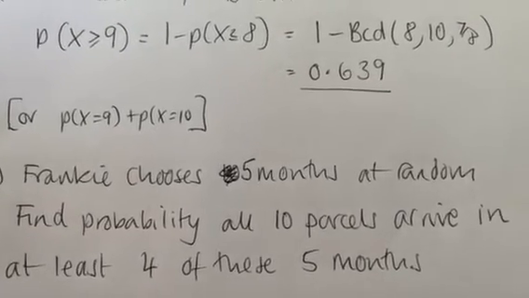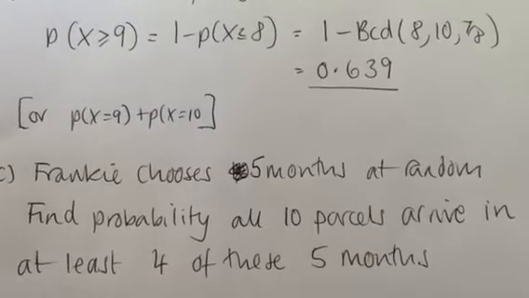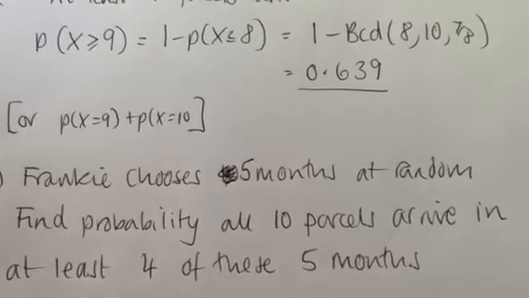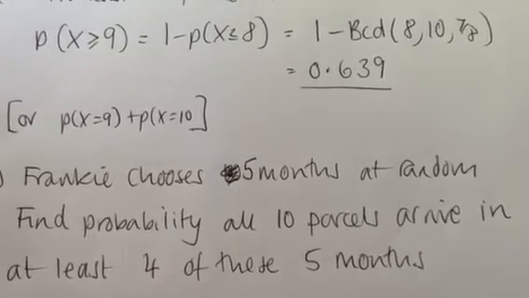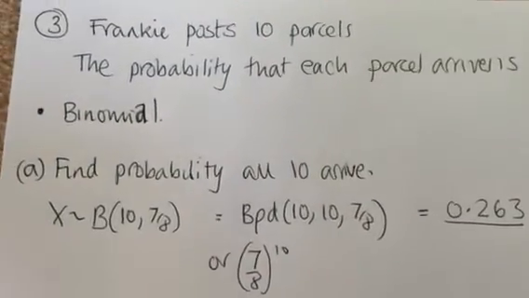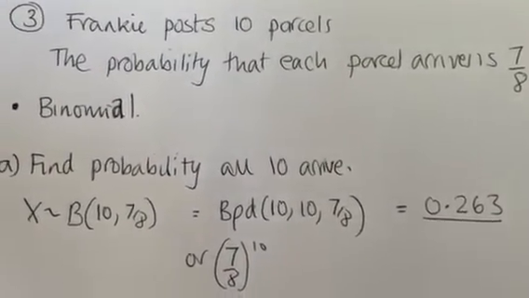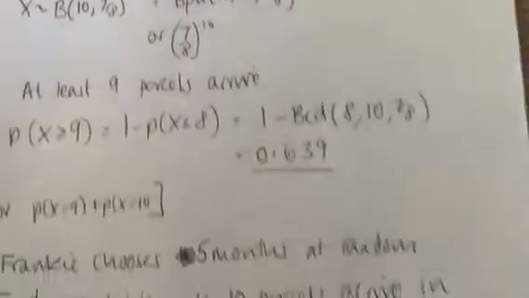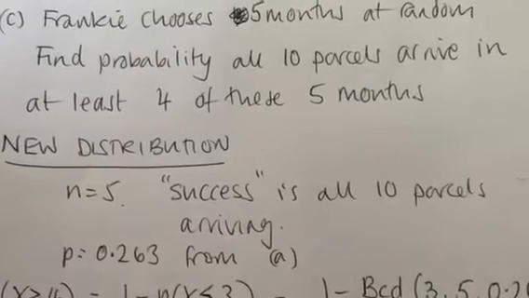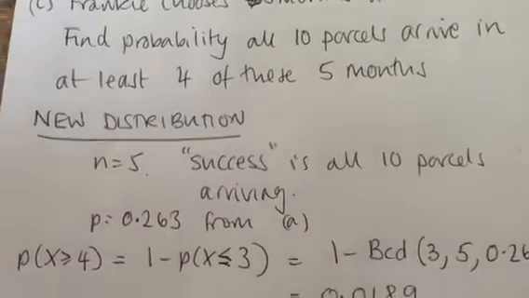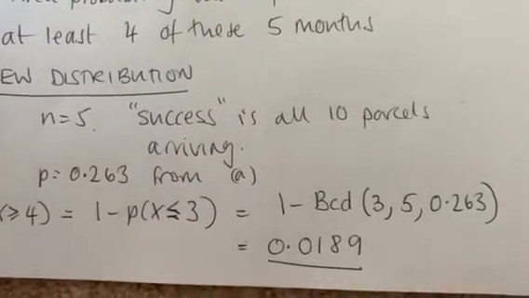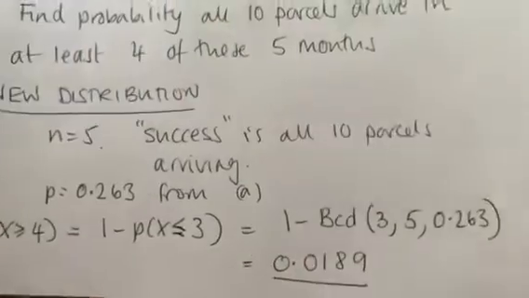Now, this is where the question is turned. Your number of trials is now 5, and a trial is a month. A success is 10 parcels arriving. So if you go back to part A, that's where you found the probability of success for this question. The probability of success is 0.263. So new distribution, N is 5, P is 0.263. You want at least 4, so greater than or equal to 4, which is 1 minus less than or equal to 3, which is going to give you that answer there.